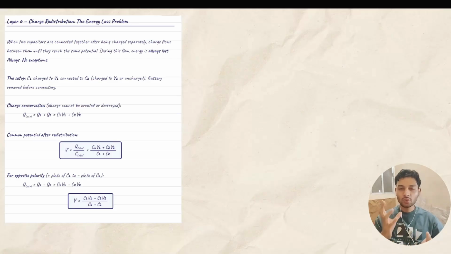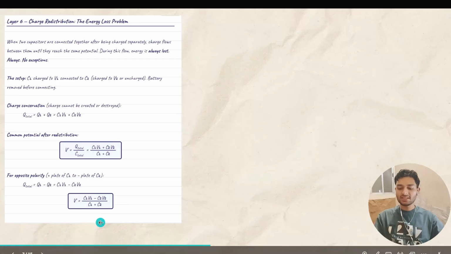I'm not going to take you back to those potential difference concepts, so I'm not explaining where the formula comes from, but I can explain the logic behind the formula. So for potential, we have Q total by C total. So we have C1 V1 plus C2 V2, and C total equals C1 plus C2. So for opposite polarity, plus plate of C1 to minus plate of C2, when both capacitors have different charges, Q total equals Q1 minus Q2, C1 V1 minus C2 V2, so V dash equals (C1 V1 minus C2 V2) by (C1 plus C2).